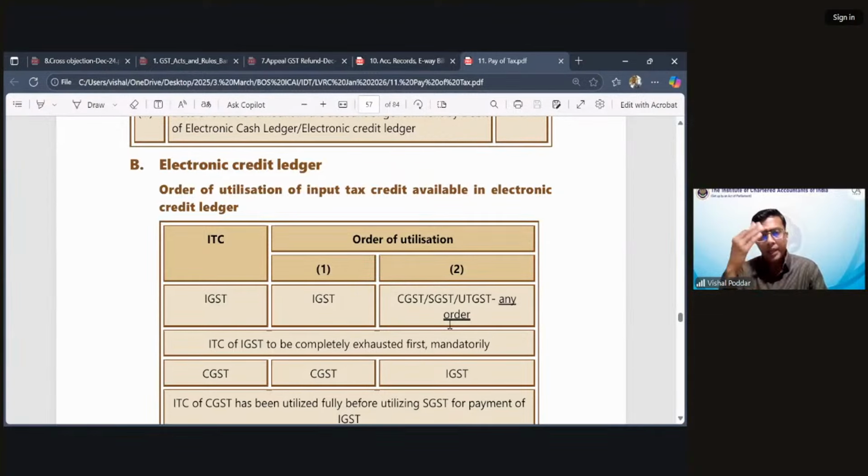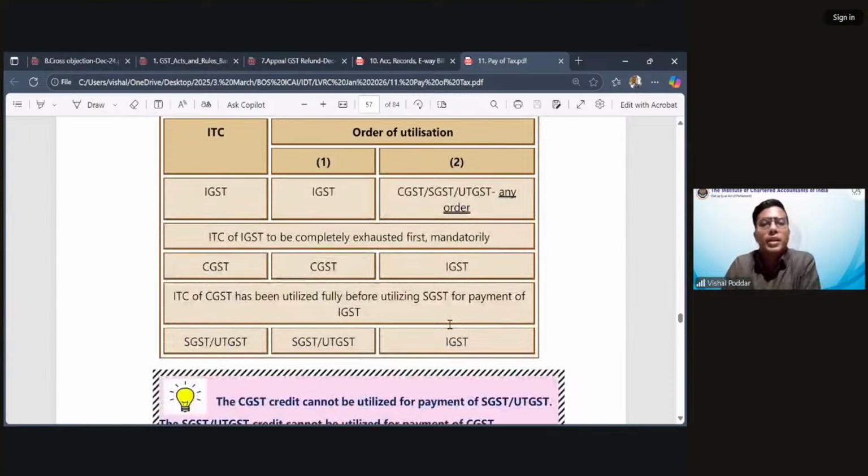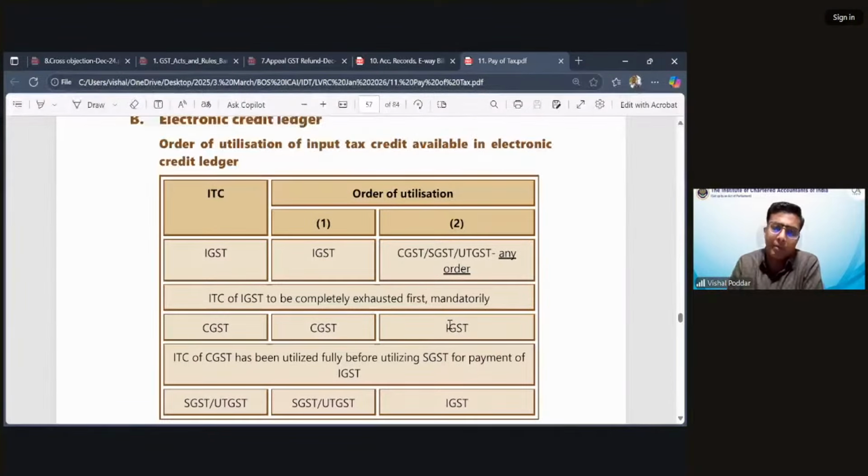Now, unlike the cash ledger, where you had major head and minor head, the credit ledger only has the major head. So it is only the CGST, SGST, IGST, UTGST, cess. Because credit can come only of taxes. Credit cannot come of interest, penalty, fine. So by default, it will be only one major head, that is of taxes. Now, what is very important in this particular point is the sequence of utilizing the credit.